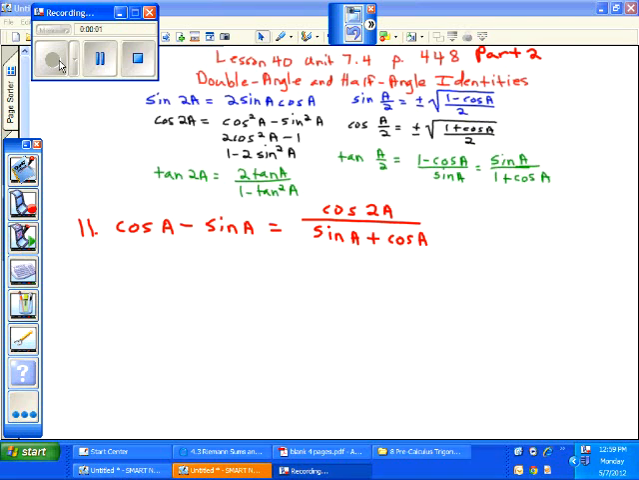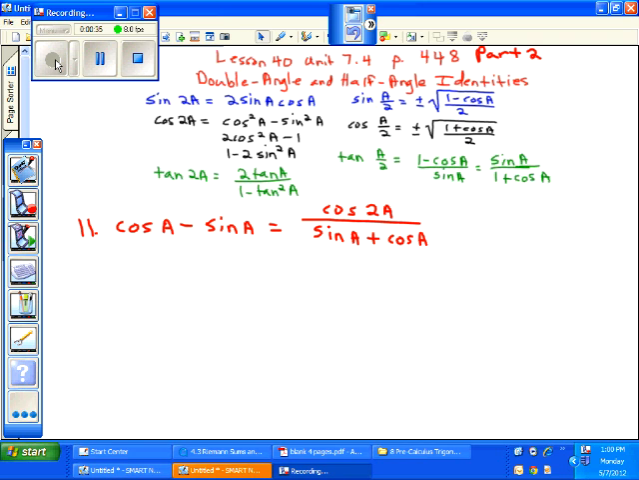On Lesson 40, Unit 7-4, page 448, Part 2, double angle and half angle identities. We have these identities: the sine of 2a formula, the cosine of 2a formula, the tangent of 2a formula, sine of a divided by 2, cosine of a divided by 2, and tangent of a divided by 2. If we don't memorize these, then it's hard to think up what things are going to zap into.